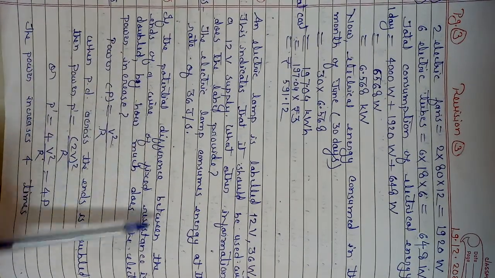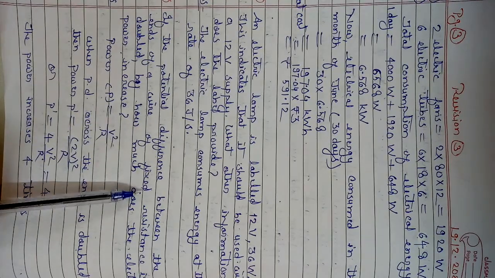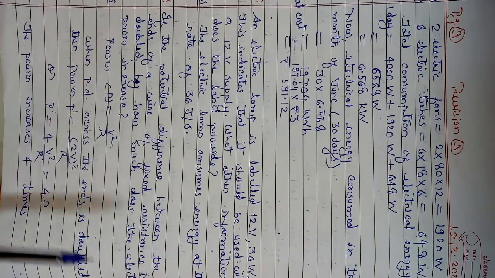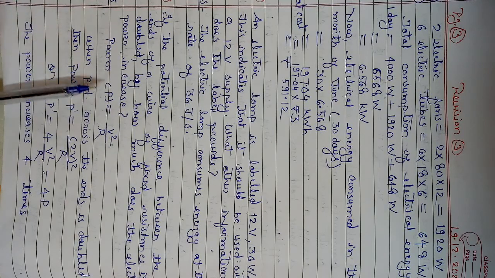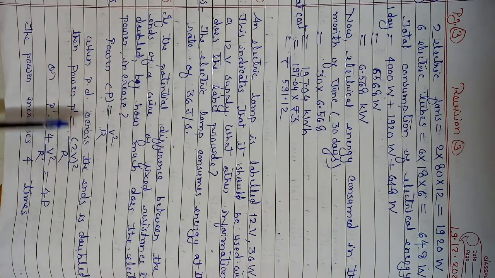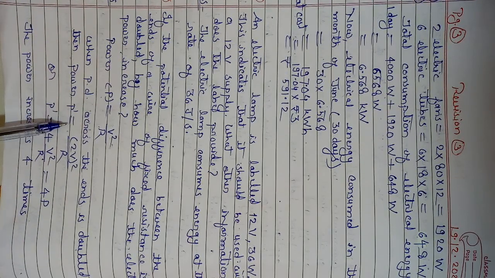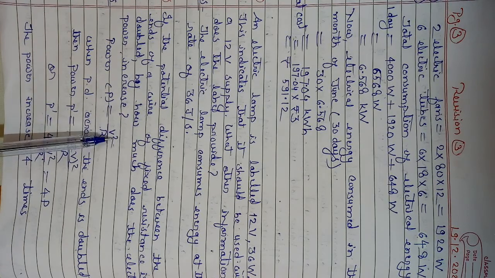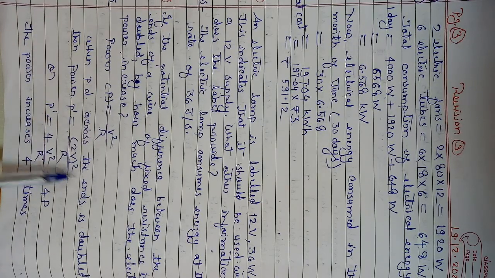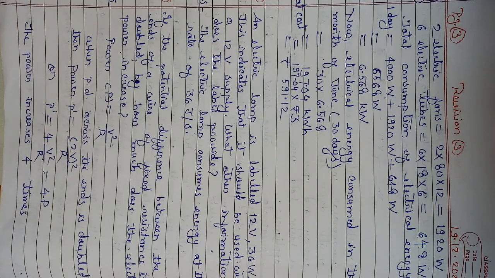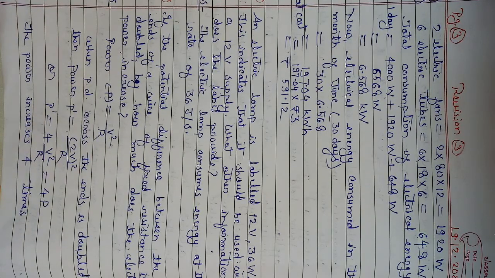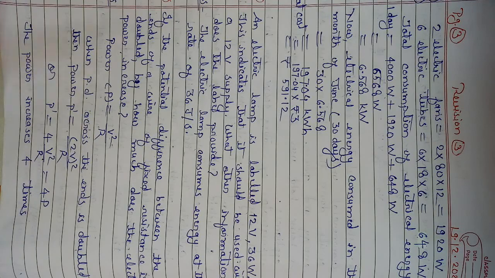Now, if the potential difference between the ends of a wire of fixed resistance is doubled, by how much does the electric power increase? Now, power P is given by V square upon R. So when potential difference across the ends is doubled, then power P dash will be given by 2V whole square upon R. Resistance R is fixed. So it gives us P dash equals 4 into V square upon R. Now this V square upon R is the value of the previous power. So P dash equals 4 into P. So the power increases 4 times.